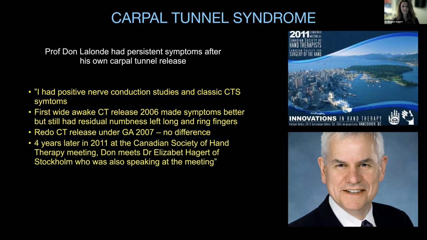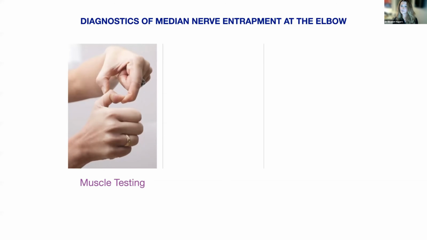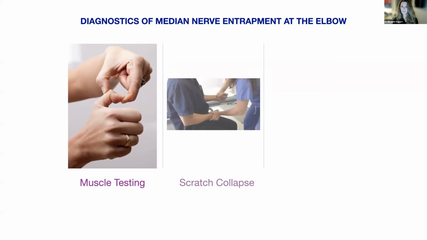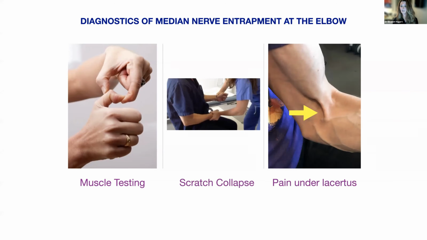Four years later, in 2011, at the Canadian Society of Hand Therapy meeting in Vancouver, Don meets Elisabet Hagert. We actually met in the bar of the hotel. We were enjoying a pre-dinner cocktail before the faculty went out, and we started talking. One of the things we talked about was how we examine for nerve compressions. And what I found then was that Dr. Don Lalonde did not have carpal tunnel syndrome. He had Lacerta syndrome. So how did I diagnose that? Well, using the triad: muscle testing, the scratch test, and looking for pain under the Lacerta fibrosus.